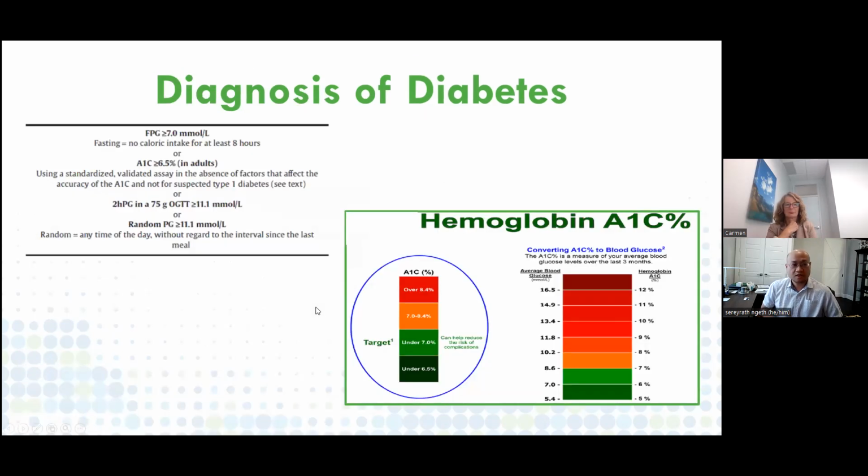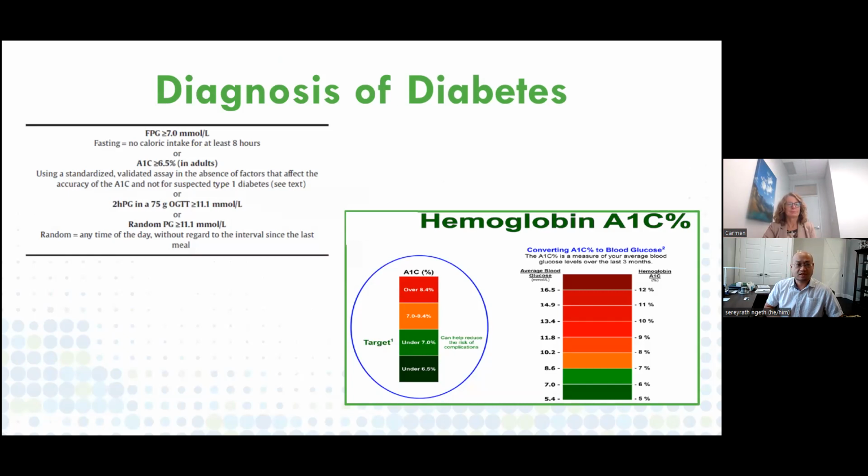So how do we diagnose diabetes in individuals? It's normally done with a blood test. There are a few tests that we are able to order. One test is the fasting plasma glucose level. In this test, individuals would fast for about 8 hours, and then their blood is drawn. If their blood sugar is equal to or more than 7, they are considered to be a diabetic.